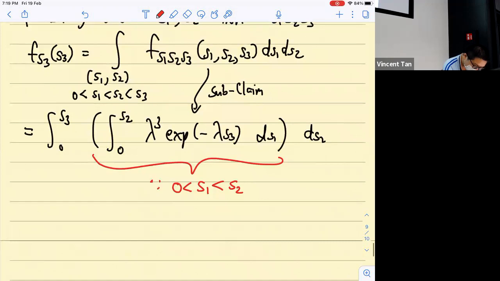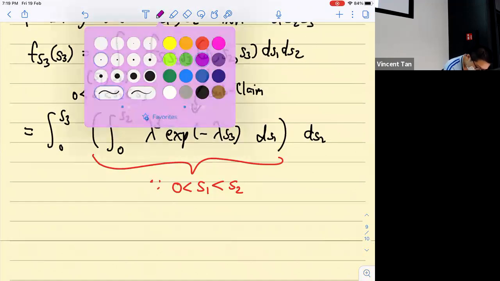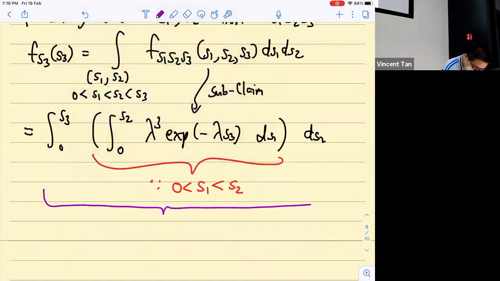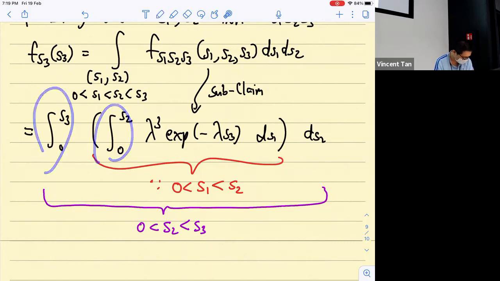Okay, and for the outside, this is because S2 can only range from S3 to 0. S2 must be less than S3 in particular. Okay, there's no restriction on S2 here for the left hand side. So you see the limits of the integral here are super important. Okay, so that's why it's a bit tricky.